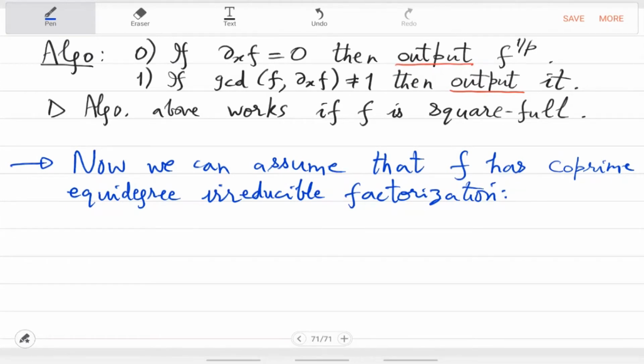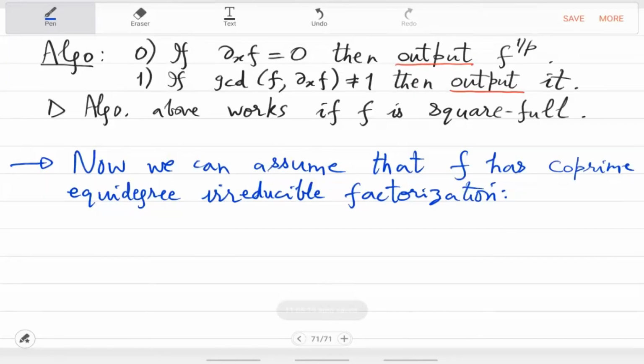It's probably not needed. Yeah, just the first algorithm, when you take GCD with x to the q to the i minus x, that already is a product of co-prime equi-degree irreducibles. So you start getting these things separated out. That is true. So we can write f, I mean we don't know the factorization, but we have the promise that it looks like this.